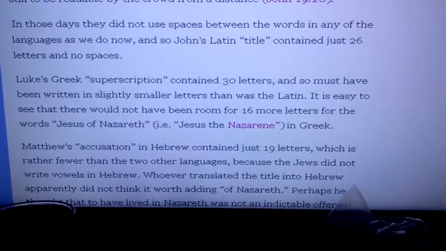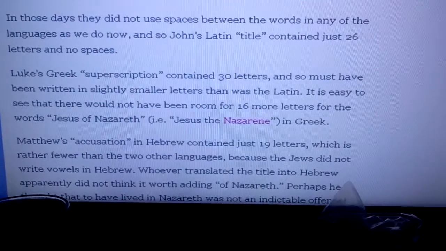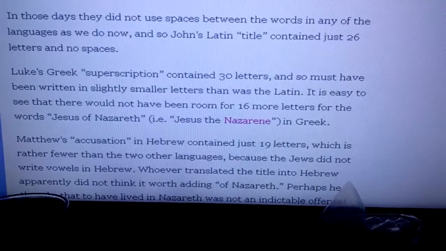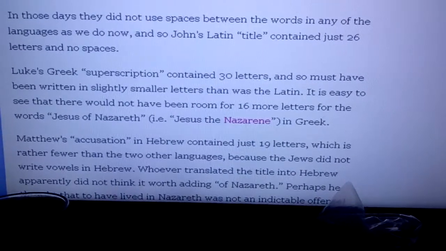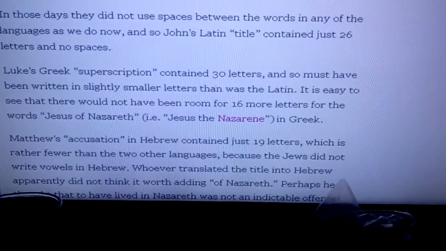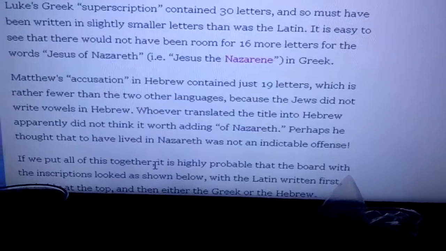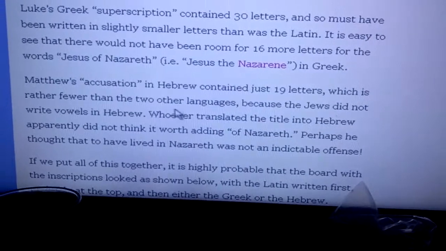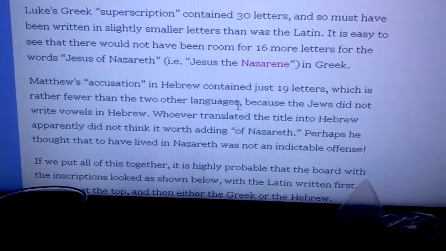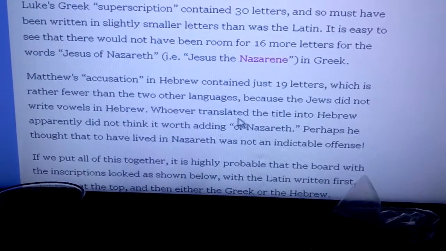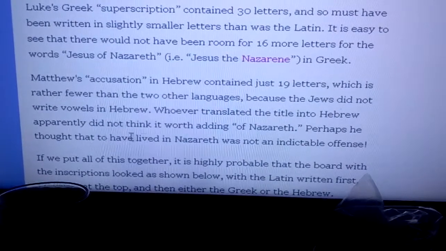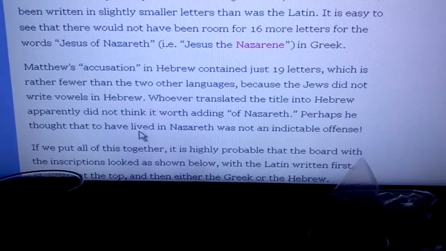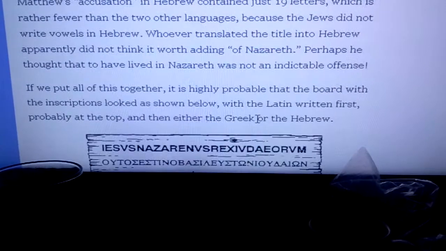Luke's Greek superscription contains 30 letters, and so must have been written in slightly smaller letters than the Latin. It is easy to see that there would not have been room for 16 more letters for the words "Jesus of Nazareth," i.e., "Jesus the Nazarene" in Greek. Matthew's accusation in Hebrew contained just 19 letters, which is rather fewer than the other two languages, because the Jews did not write vowels in Hebrew. Whoever translated the title into Hebrew apparently did not think it was worth adding "of Nazareth," especially as he thought that to have lived in Nazareth was not an indictable offense.